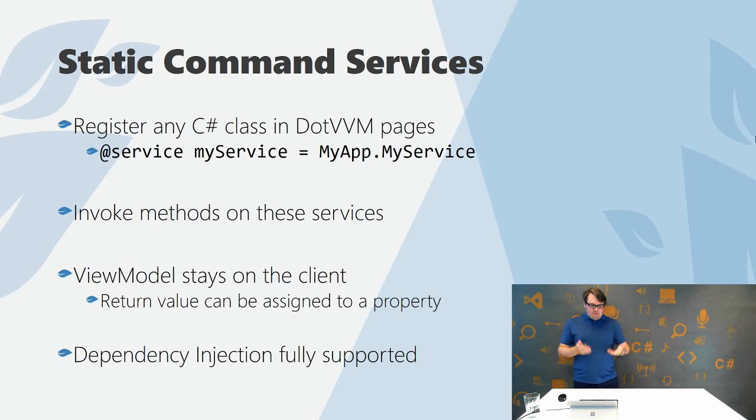So basically the feature works like that: you register a service, which is a C# class, in the markup, and you can call methods on this service directly. So you are using static commands, so there is no transferring the view model to the server and back. You just send to the server which function you want to call, pass the parameters, and the server will return a return value. And you can assign this value to some property in the view model, so you can partially update the view model with the result of the method you have been calling.